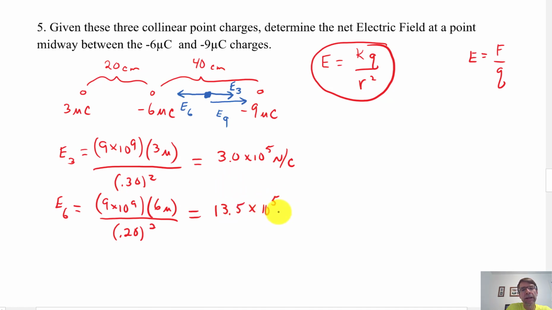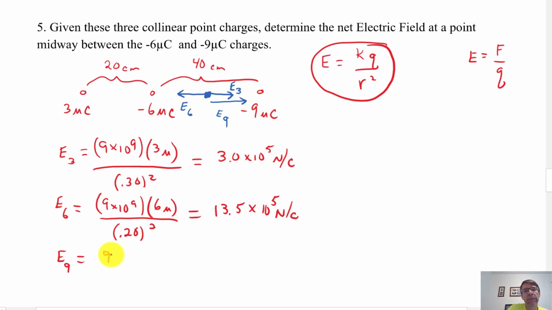Now I put that in non-standard scientific form because I want to be able to combine that with the one above it. I want the 10 to the 5th to be the same for both of those. So when they both have a 10 to the 5th, I can combine those, add or subtract if I have to. If I add them, it's 16. If I subtract, it's 10.5.